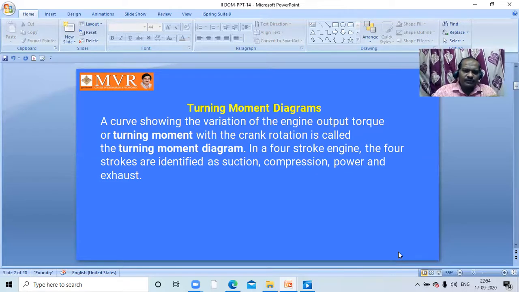That has to be used for suction of the petrol and compression and also for exhaust of the fossil fuel gases. So that is what is called the power stroke. Out of four strokes, the power stroke has to supply power to the remaining three strokes. Let us not go into details of that because that is covered in the thermodynamics and thermal engineering subjects. So our aim is to draw the turning movement diagram in this class. Try to concentrate on that one.